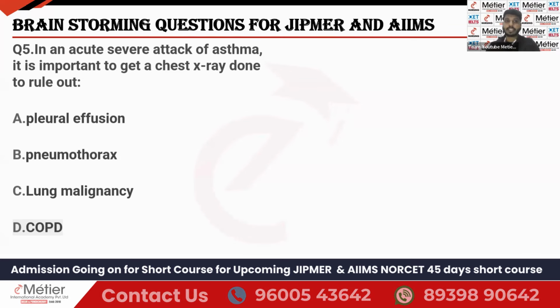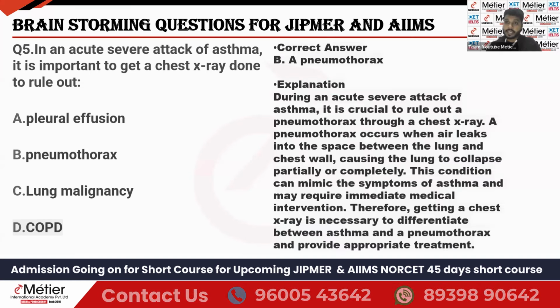So which disease will mimic just like asthma? So the answer is pneumothorax. Clear? The pneumothorax shows symptoms just like asthma. So that is why we have to differentiate whether it is asthma or pneumothorax. What is pneumothorax? When there is an air leakage in the space between the lungs and the chest wall, that leads to lung collapse. So the symptoms will be the same as asthma.